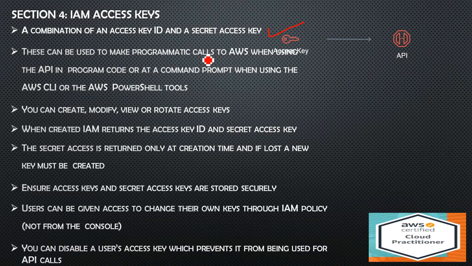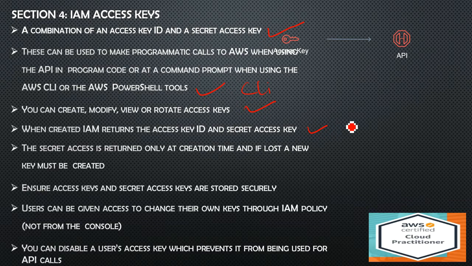These can be used to make programmatic calls to AWS when using the API in program code, or at a command prompt when using the AWS CLI or the AWS PowerShell tools. So you are using the CLI in this, and you are getting the programmatic access via this secret access key. You can create, modify, view or rotate access keys. When created, IAM returns the access key ID and secret key. So when you create a user, you will get this access key ID and secret key.